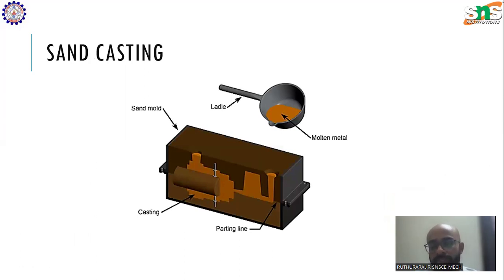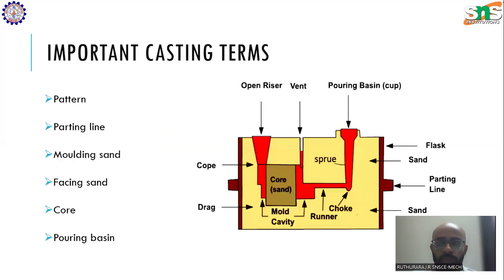A ladle is a specially designed heat resistant bucket which can be used to transport molten metal from one place to another. It is predominantly made from ceramic, because ceramic has excellent thermal heat resistance properties. Once the molten metal is poured through the pouring basin, it runs through the runner into the mold cavity.